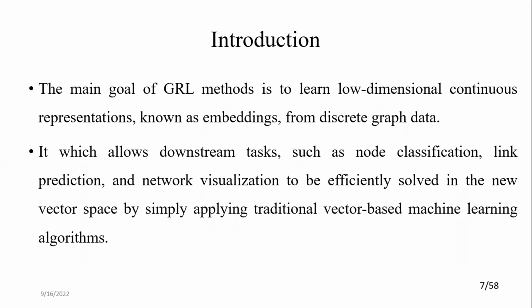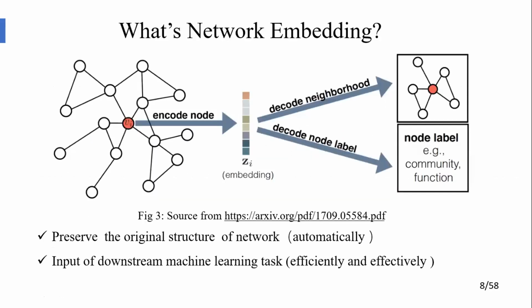The main goal of graph representation learning is representing the nodes or links in a network as a low dimensional continuous representation, and it allows many machine learning classification tasks to be done. That is, we can do node classification, link prediction, and network visualization. And what is actually a network embedding? We represent a node as a low dimensional feature vector, and these vectors can be given as input to a machine learning task, and can also be used to decode the neighborhood of the nodes. We can also apply node labeling, that is node classification or community structures.